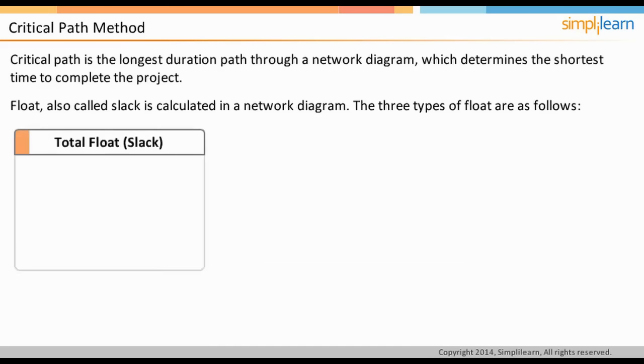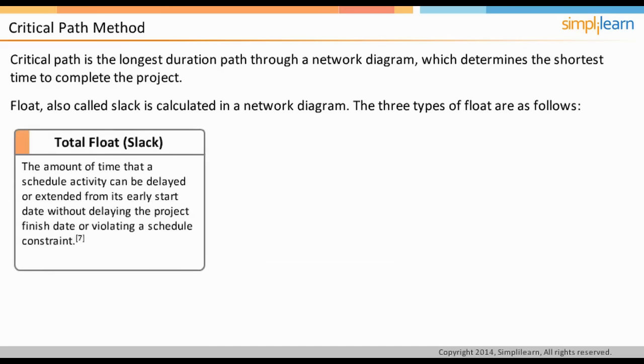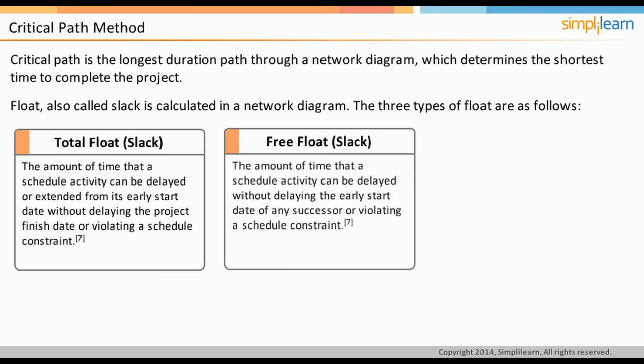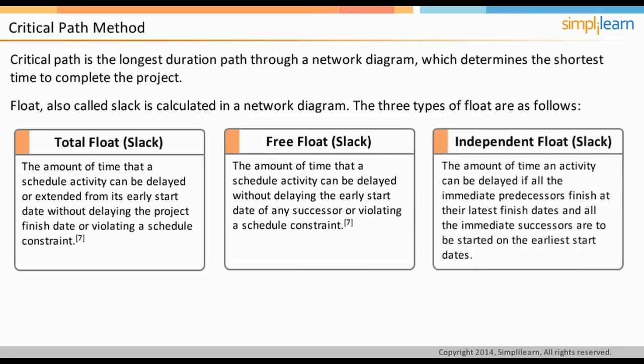The first being the total float, which is the amount of time an activity can be delayed without delaying the project end date or an intermediary milestone. The second type of float is free float, which is the amount of time an activity can be delayed without delaying the early start date of its successor or successors' activities. The last type is independent float, which is the amount of time an activity can be delayed if all the predecessors finish at their latest finish dates and you want to start all the immediate successors at their earliest start dates.